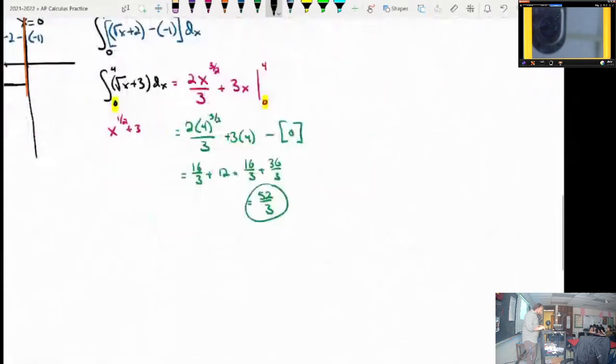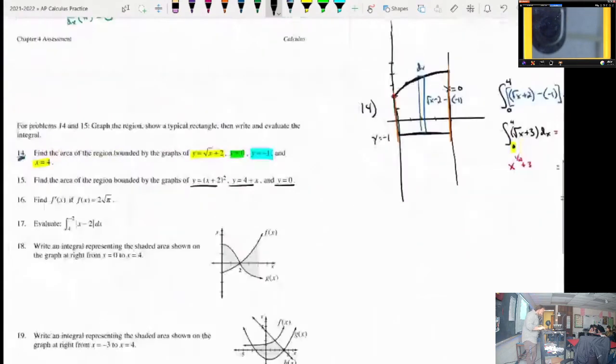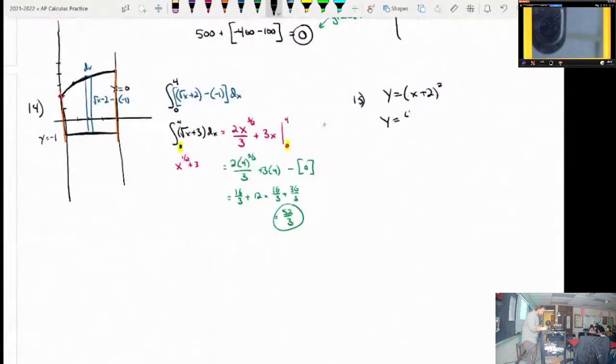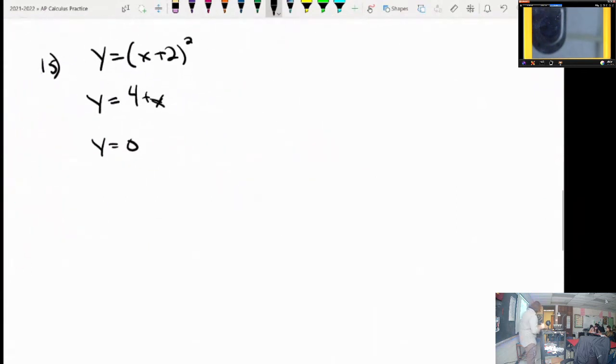I'm going to get some more room for myself here. This is number 15. Our 3 functions are x plus 2 squared, x plus 4, or 4 plus x, and y equals 0. So the first challenge here is to really sketch a graph of all 3 of these and see where they cross, because since we don't have any other clues, we have to tell where the intersection points are in order to set up an integral.